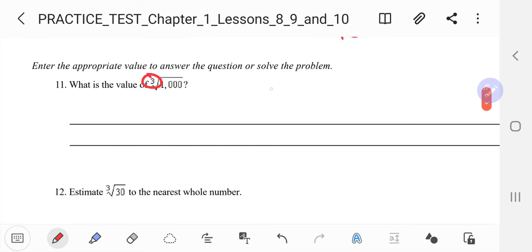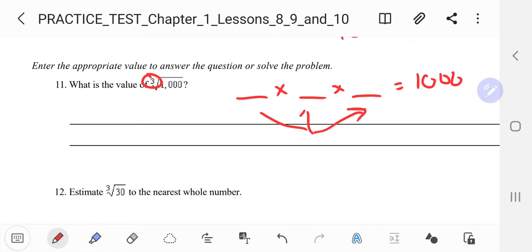Cube root, that's telling me something times something times something equals 1,000. And these somethings all have to be the same exact number. So what could get you 1,000? How about 10 times 10 times 10? Awesome, the answer is 10.